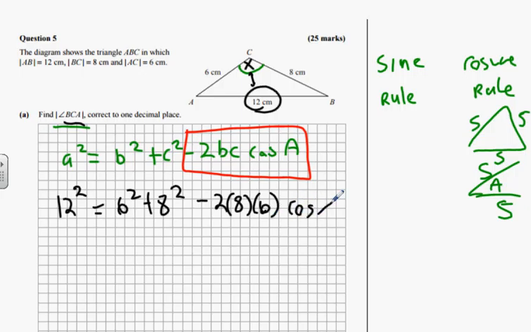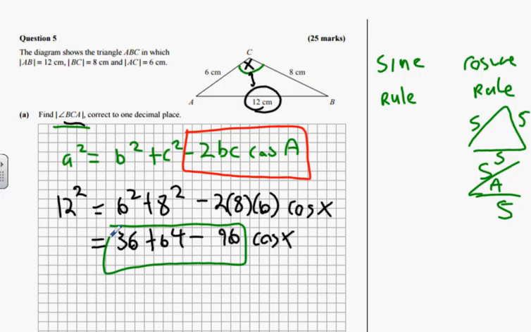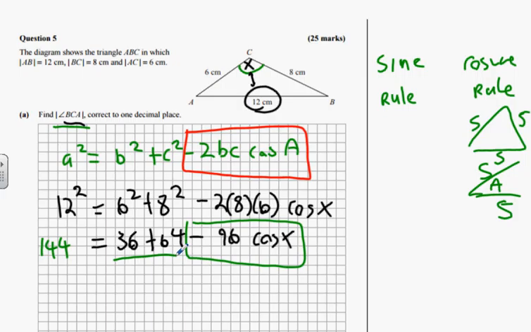Now, the most common mistake people make is this: 36 plus 64, then 2 times 8 times 6, that's 96, minus 96 cos X. What a lot of people do wrong is they actually add the three of them together. Why does the 96 not do that? It's being multiplied by cos X. It's not 96 on its own, it's been multiplied by the cos X. Therefore, once again, it's quarantined for the time being. Add the 64 and the 36, bring it over to the other side and take it away from 144.